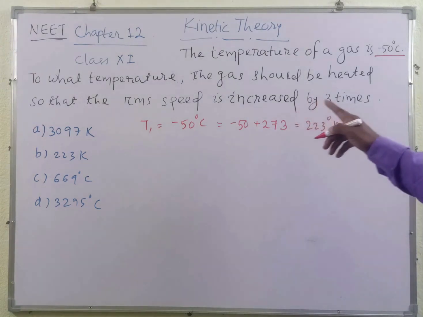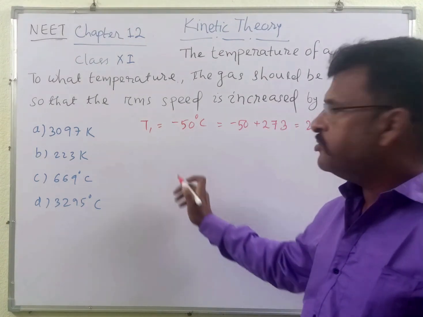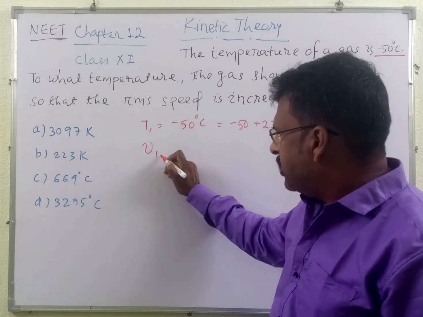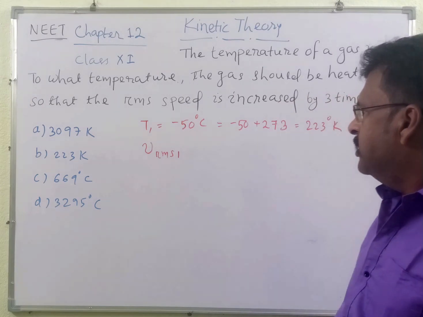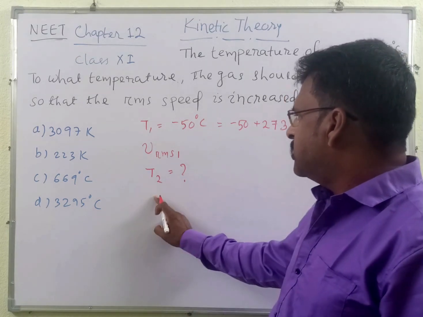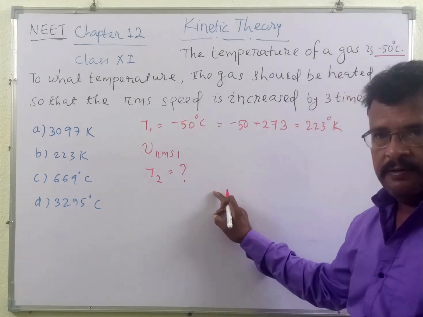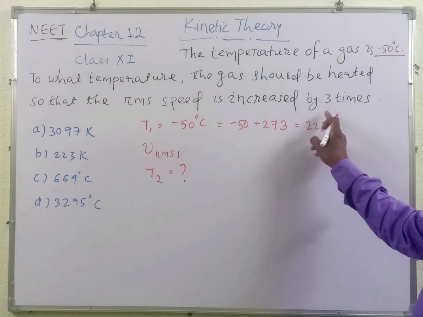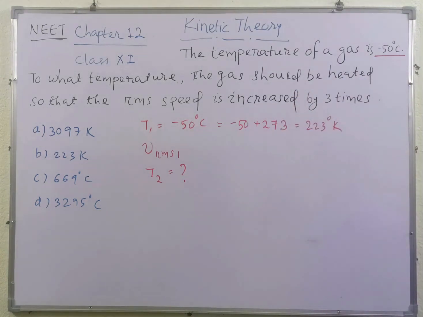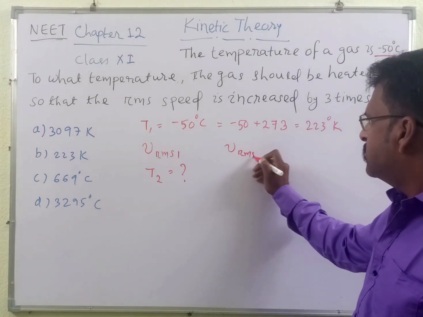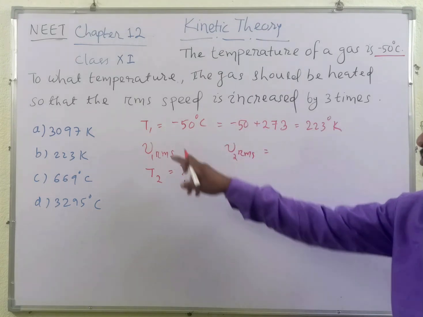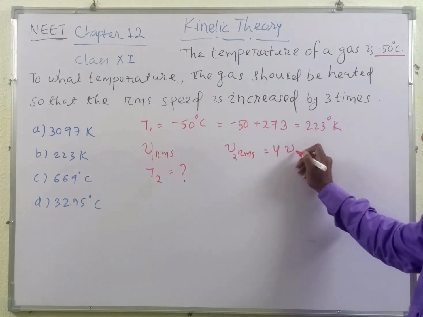Okay, students. Then what is given? At this temperature, suppose the root mean square velocity of the gas molecules is V1, that we may write as V1 RMS. And after how much temperature T2 is asked? What is this T2, so that V RMS 2, after increasing the heat, is 3 times? The gas should be heated so that the RMS speed is increased by 3 times. So after the increase, V2 RMS will be V1 plus 3 V1, which is equal to 4 V1 RMS.